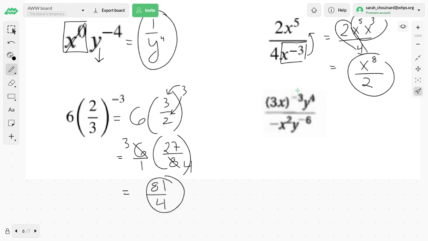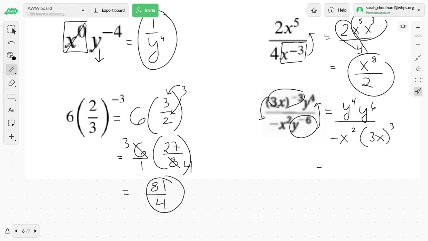So again, with this problem, there's lots of different ways I could go about it, but I think the first thing that I'm going to do is I'm going to move the things that are negative. So this whole parenthesis is negative, so I'm going to move it to the denominator. And this y to the negative 6 is negative, so I'm going to move it up to make it positive. So now I have y to the 4th, y to the 6th over negative x squared times 3x cubed.